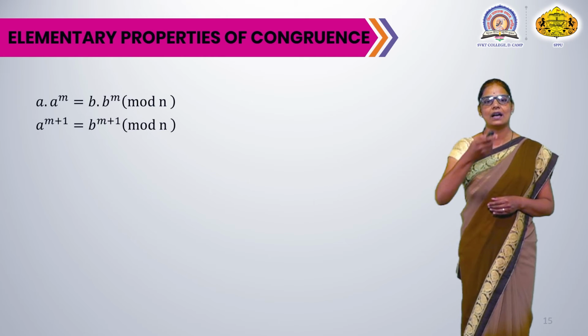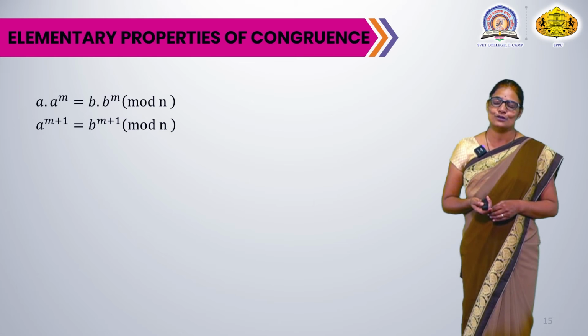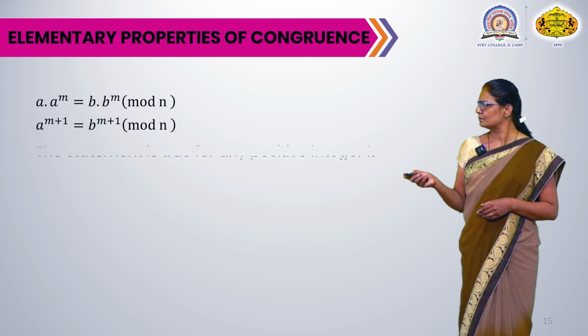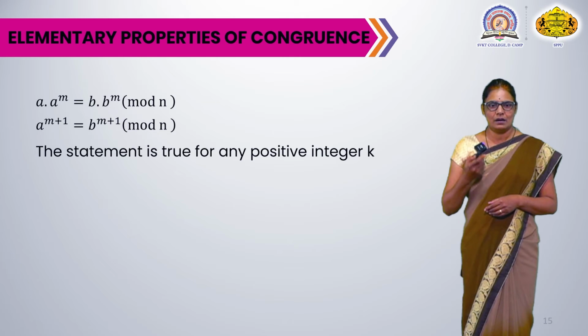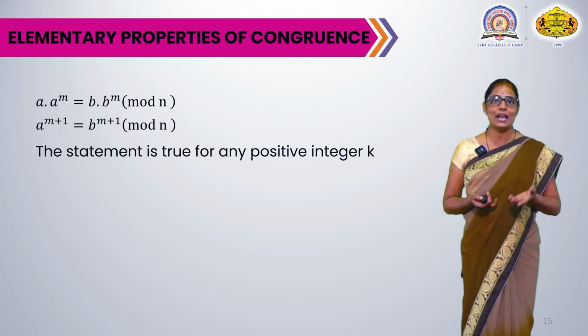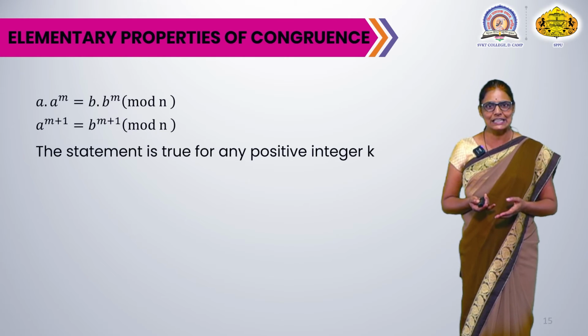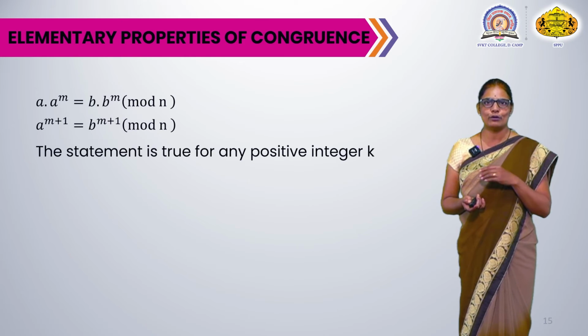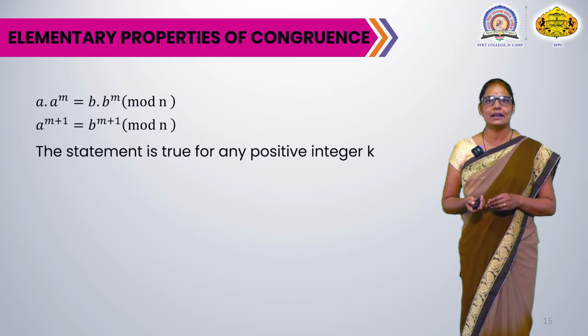By mistake I have written an equal sign here, so please correct it; it should be the triple line. So the statement is true for m plus 1. So by induction, the given statement is true for any positive integer k. That is, if a is congruent to b modulo n, then a raised to k is congruent to b raised to k modulo n for every positive integer k.